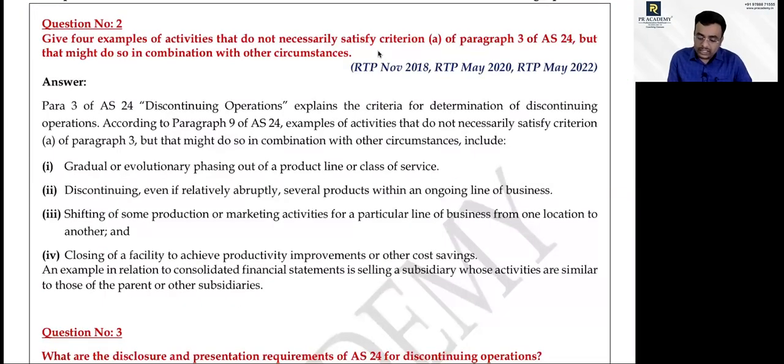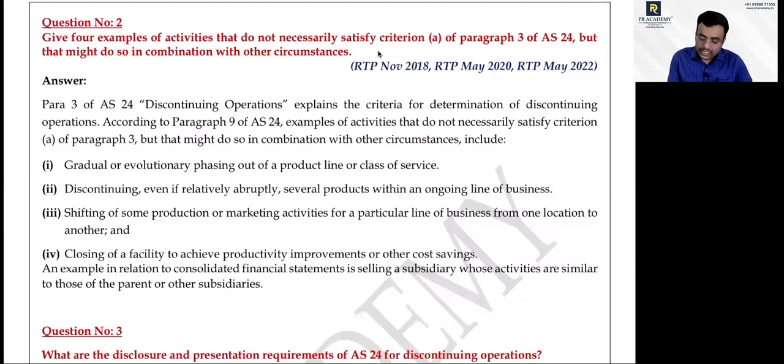Mark, this question is again very important. Negative question: give four examples of activities that are not necessarily enough to satisfy the criteria.